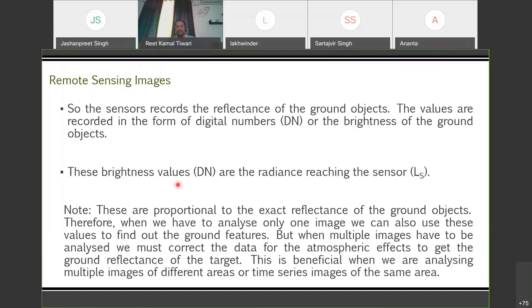Now as soon as the digital numbers come, the application of computer science people comes in from here, because when we do image processing and we analyze the image, we analyze nothing but the digital numbers. They are the data points that we analyze.